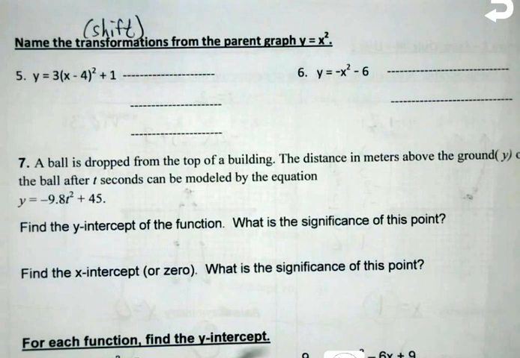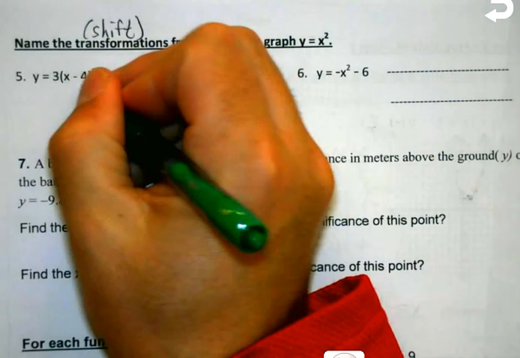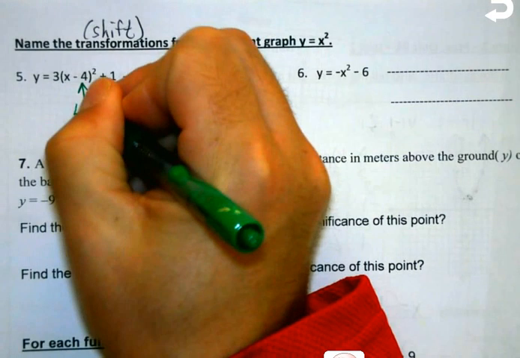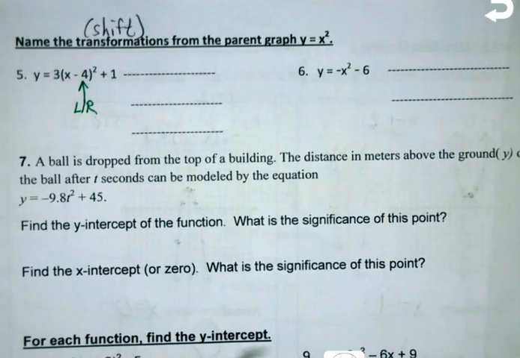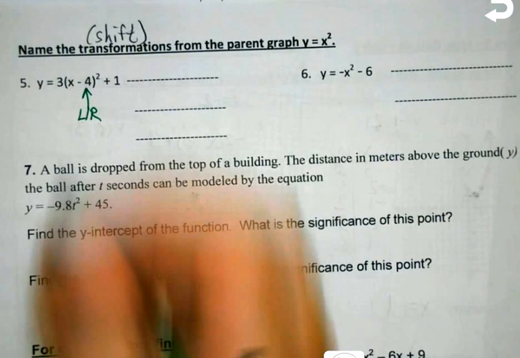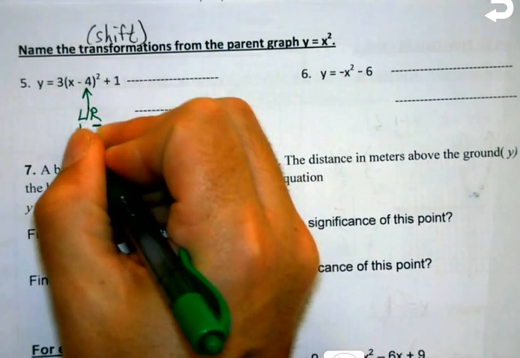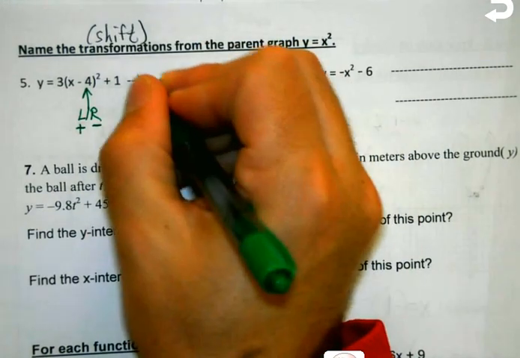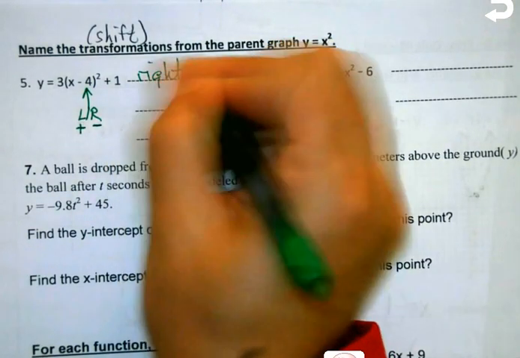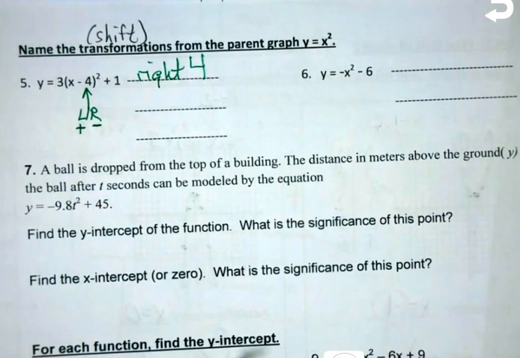So when we're looking at these, we're like, okay, reminder, my numbers in the parentheses are my left and right shifts, and they're the opposite of what I would think. Minus is right, plus is left. So we're like, okay, so right 4, got that part, okay.